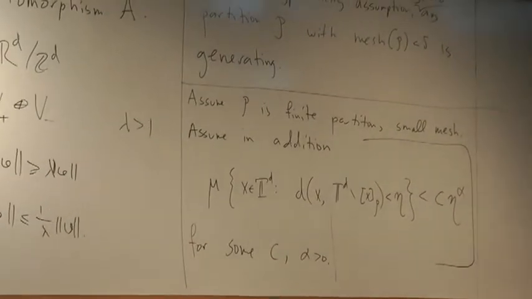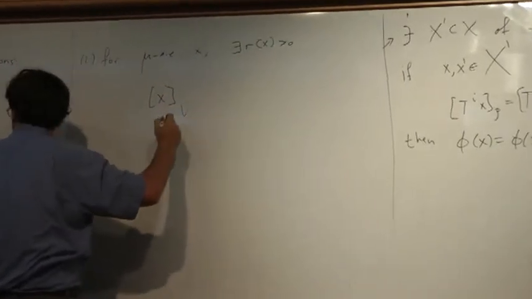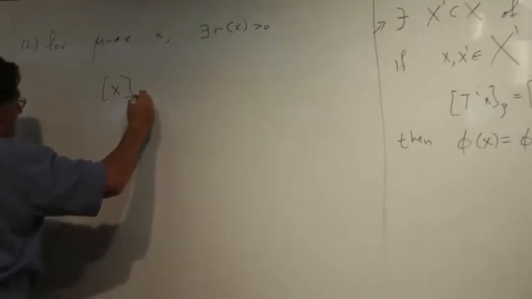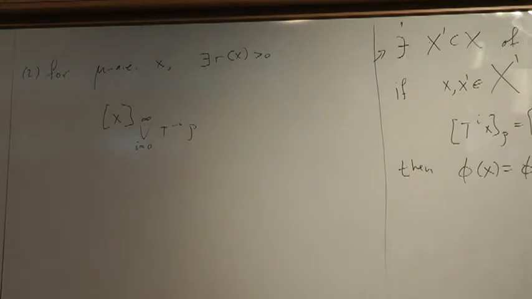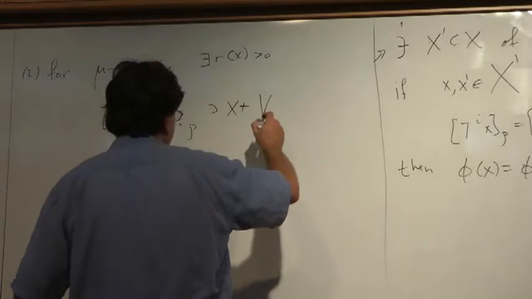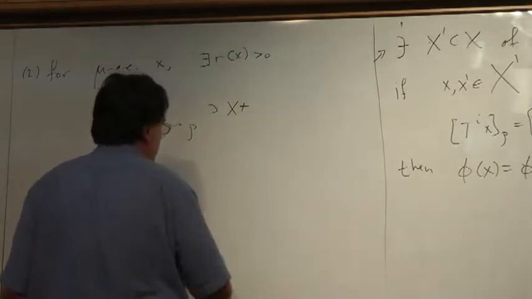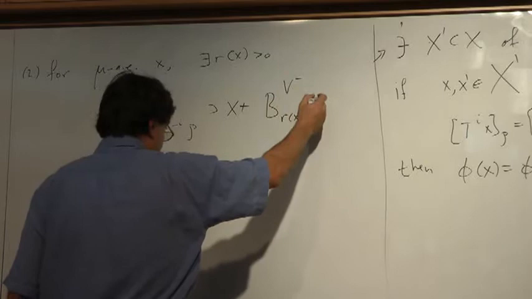If I would look at, there would be some positive number Rx such that inside this atom, so this collection of sets, this collection of points which stay in the same atom like x in the future trajectory, would actually contain a small ball in the unstable direction, a ball of radius Rx in the unstable direction around 0.